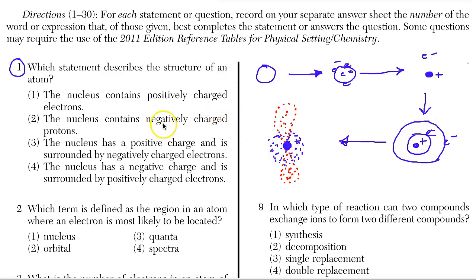But the bottom line is the nucleus, once we discovered it by the Ernest Rutherford gold foil, was positively charged. So that's something you needed to know from that. And of course, it's surrounded by the negatively charged electrons.